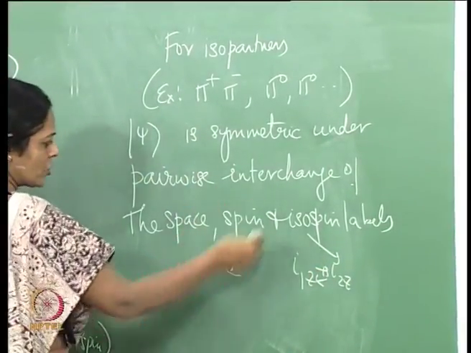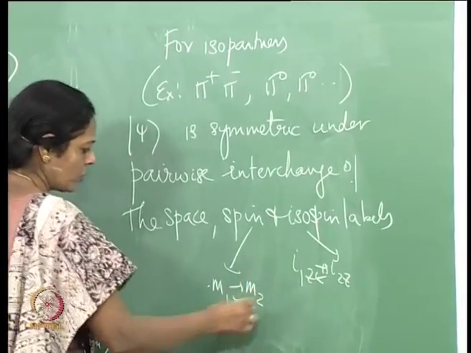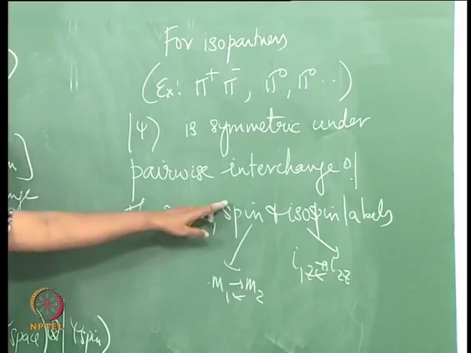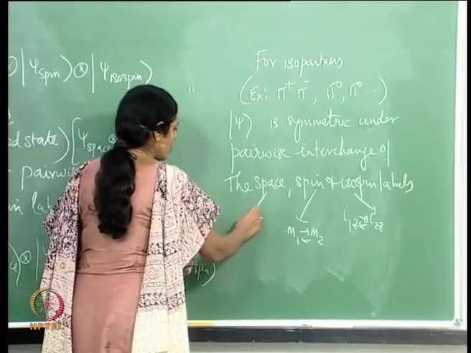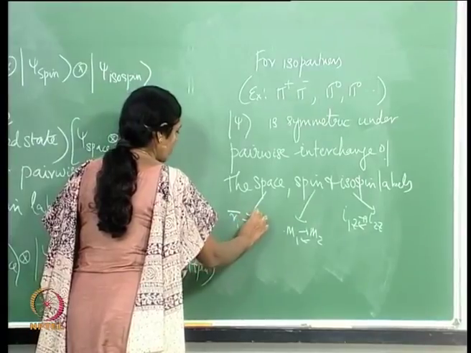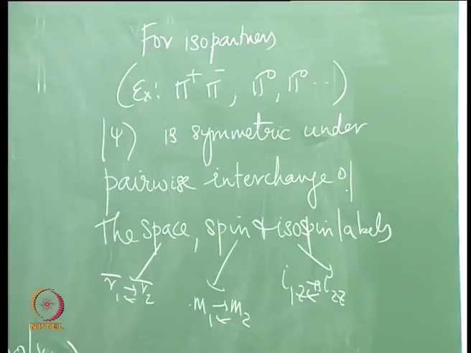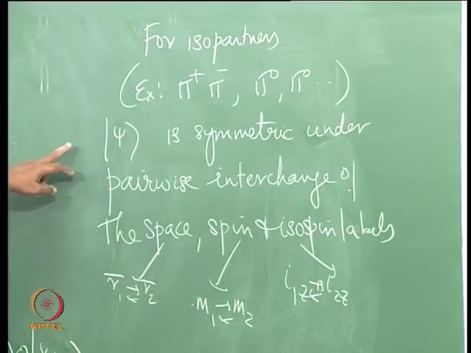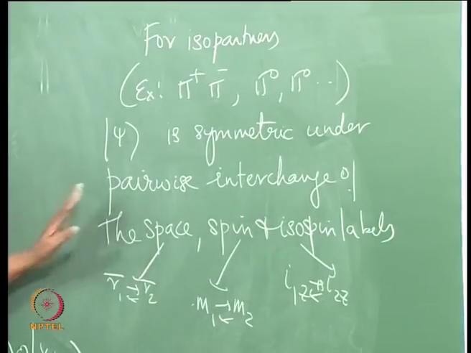By interchange of the spin labels we mean M1 going to M2 and M2 going to M1, where by M1 and M2 I mean the third component values of spin. In space it would mean R1 going to R2 and R2 going to R1, where R1 and R2 are the coordinates of the two particles. The net wave function, the net state, is symmetric under pairwise interchange of all these labels, not one at a time, all of them, all these labels.